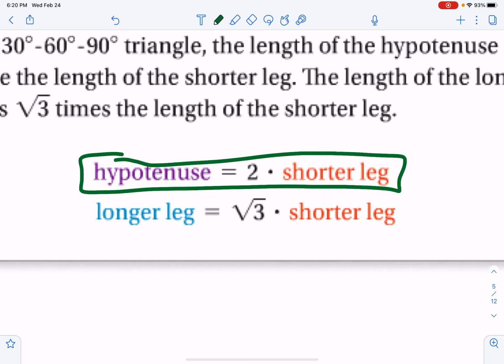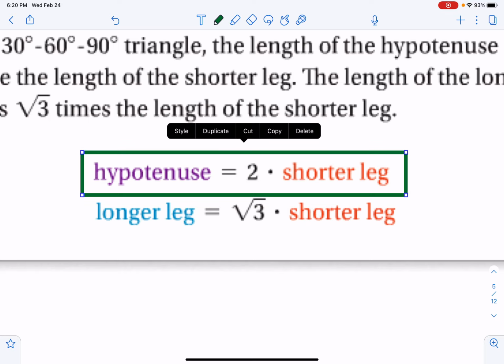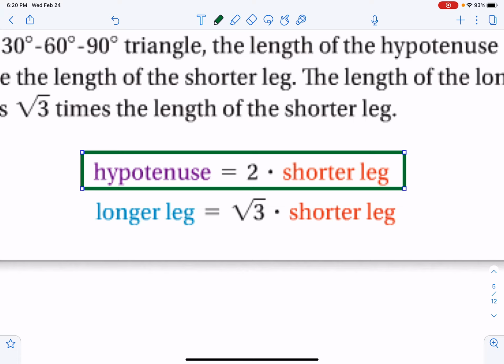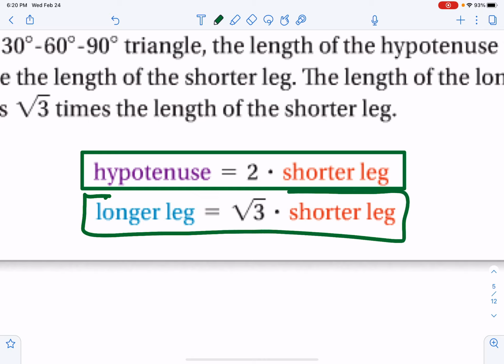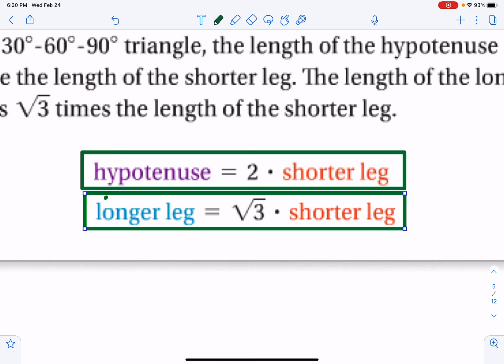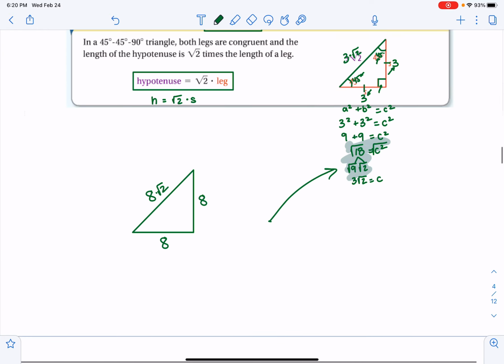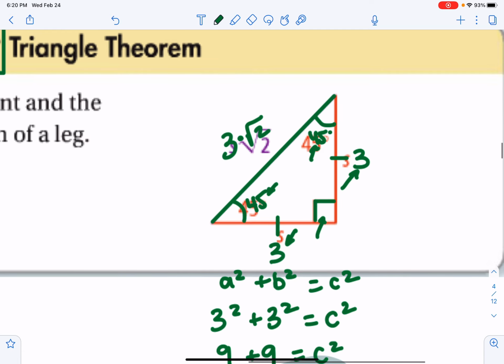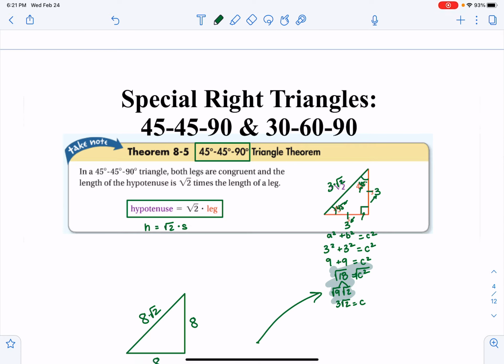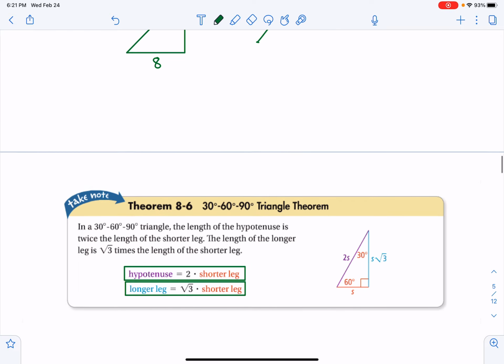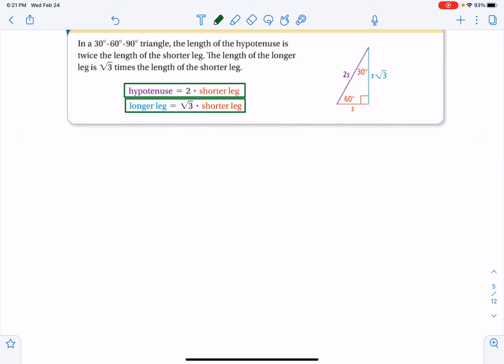So the hypotenuse is always going to be 2 times whatever the shorter side is. And then the longer side is gonna be the square root of 3 times the shorter side. And I'll show you guys where that comes from. So this triangle was an isosceles triangle, and it was kind of a theorem based on that. And another triangle we see often is an equilateral triangle. So this theorem is based on that.